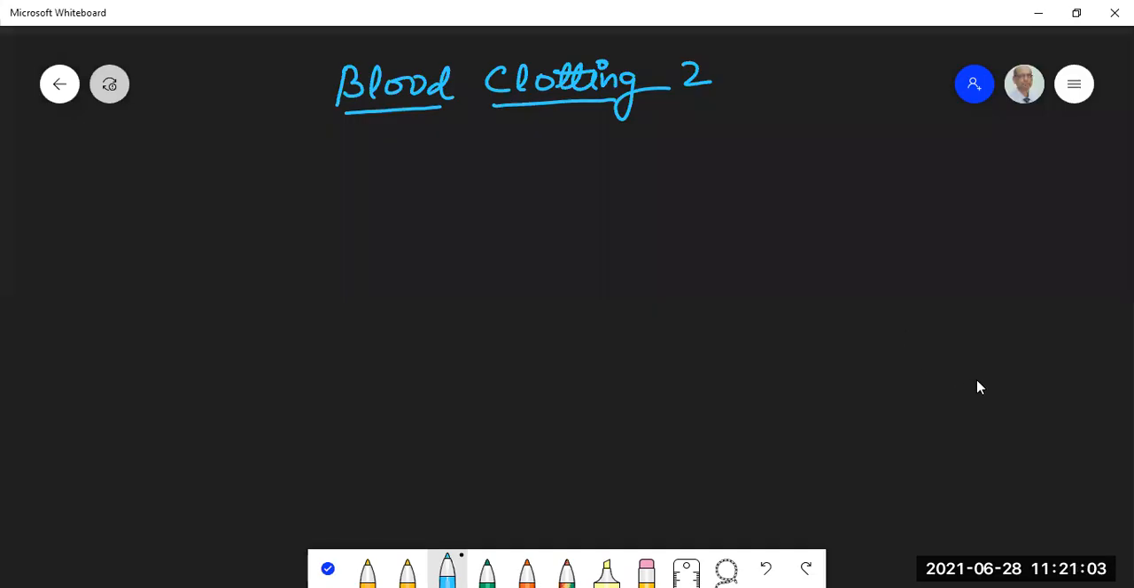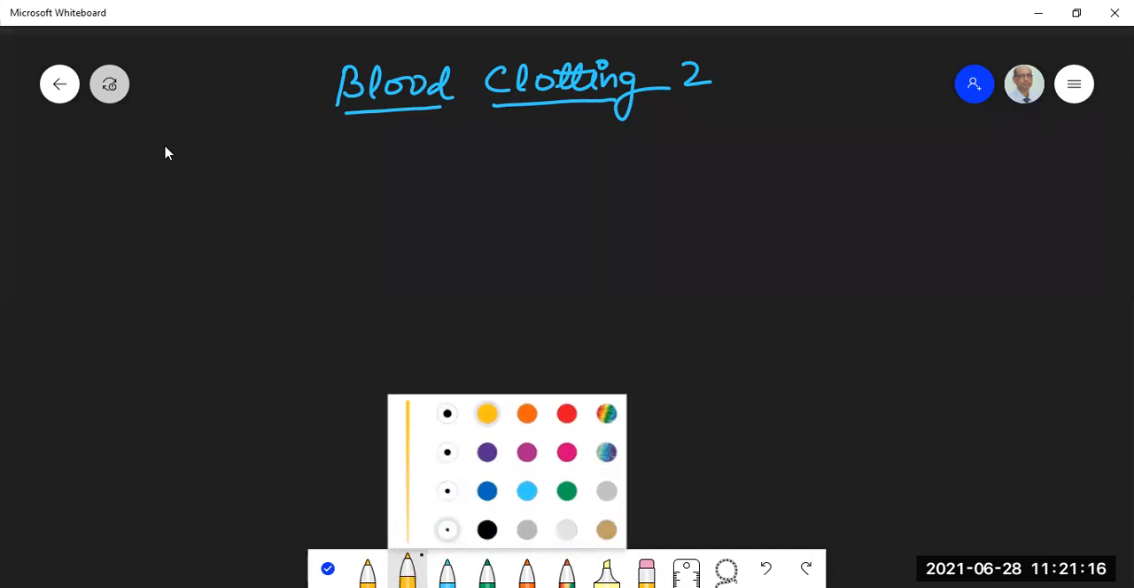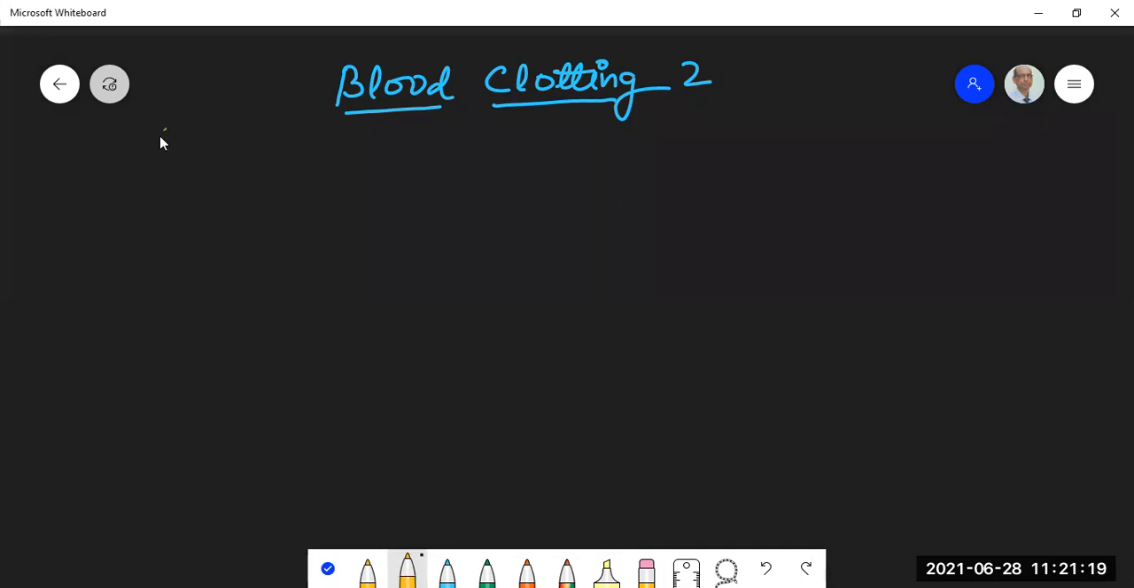Blood clotting, this is lecture 2, and we'll try and understand today conversion of prothrombin. Reaction stage 2. Conversion of prothrombin. We are abbreviating it as PT through thrombin.